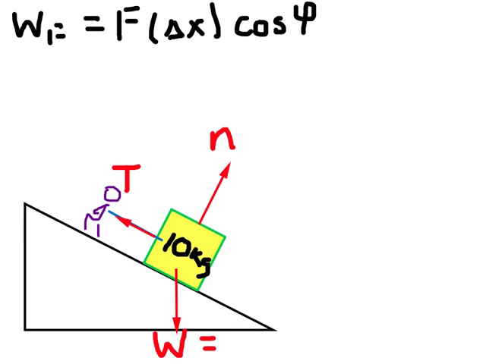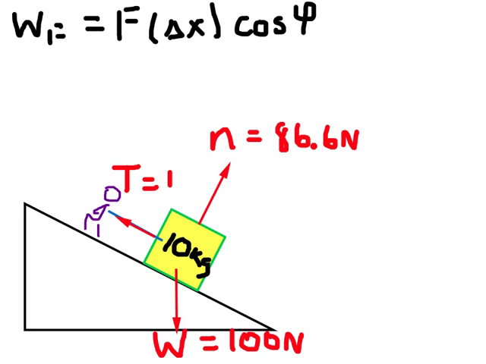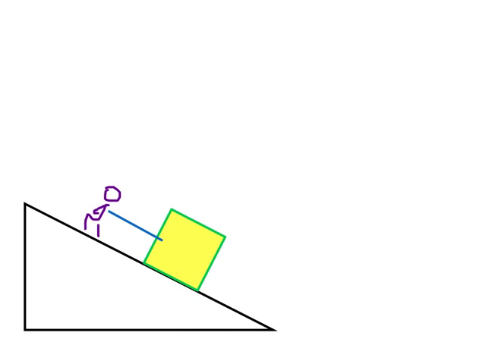In this problem, we'll say the weight of the box is about 100 newtons. The normal force is about 86.6 newtons, and the tension in the rope is also about 100 newtons. To find the work done by the tension force, we need to know the magnitude of the tension force, we need to know a displacement of the box, and we need to take the cosine of the angle between the tension force and that displacement.